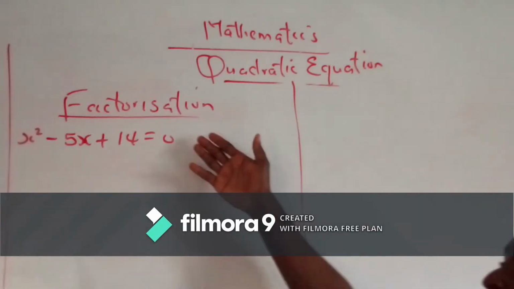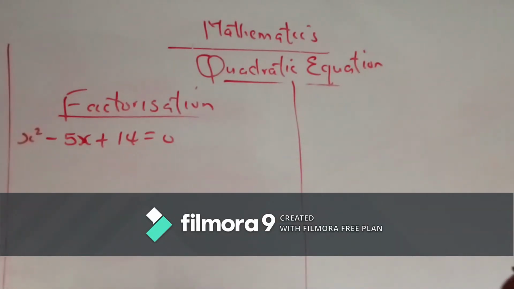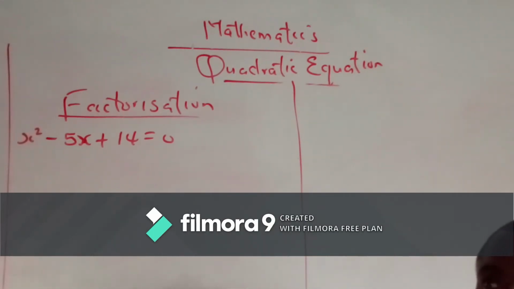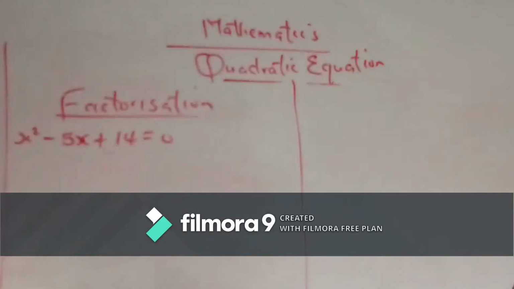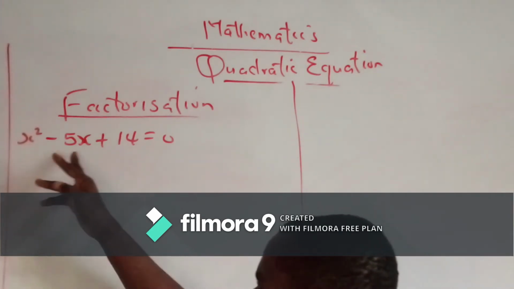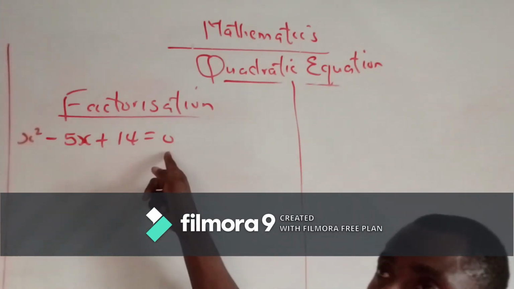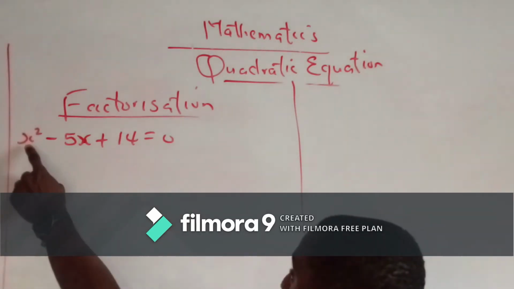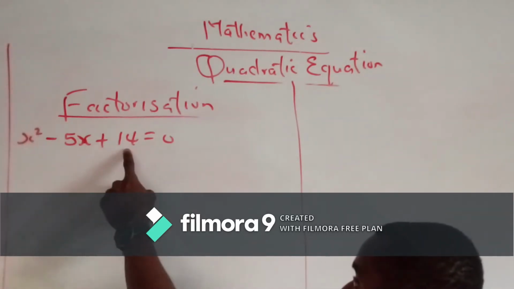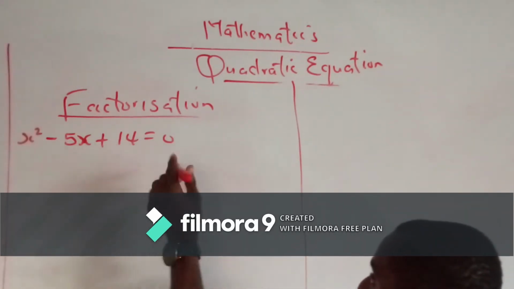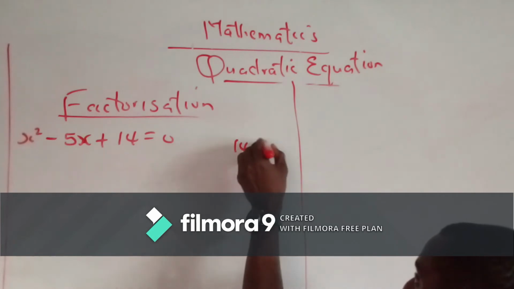Okay, let's see the first method of solving quadratic equations, which is the factorization method. Now I want you to follow step by step. Just watch the way it is solved. Now you have x squared minus 5x plus 14 equals 0. The first thing you do is to multiply the first and the last. If you multiply x squared with 14, you have 14x squared.